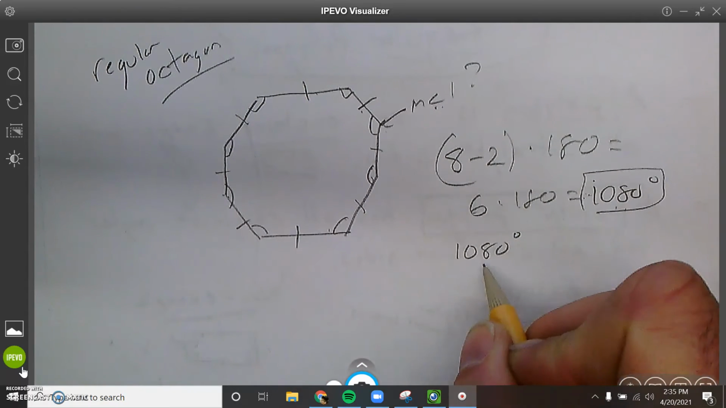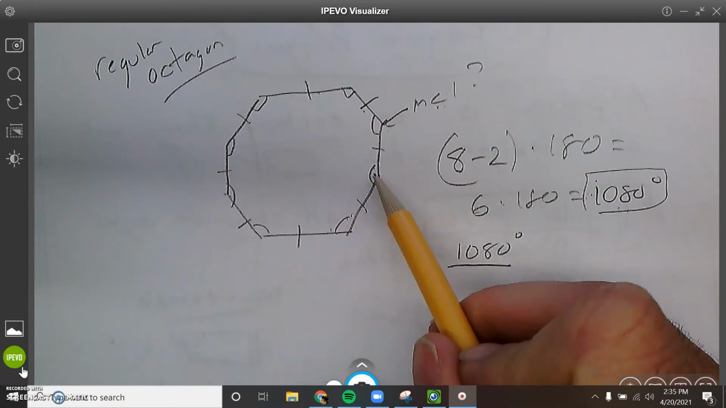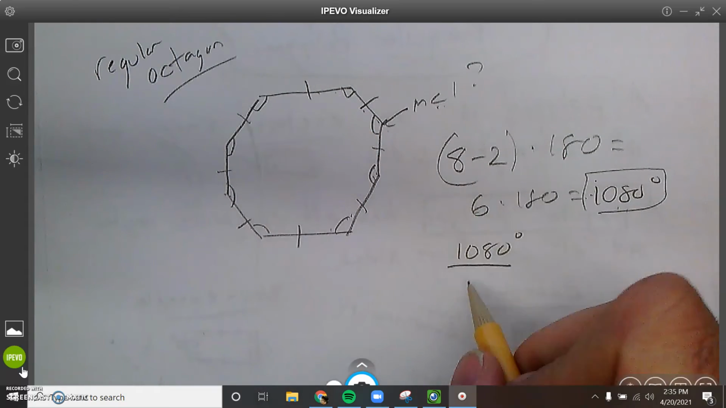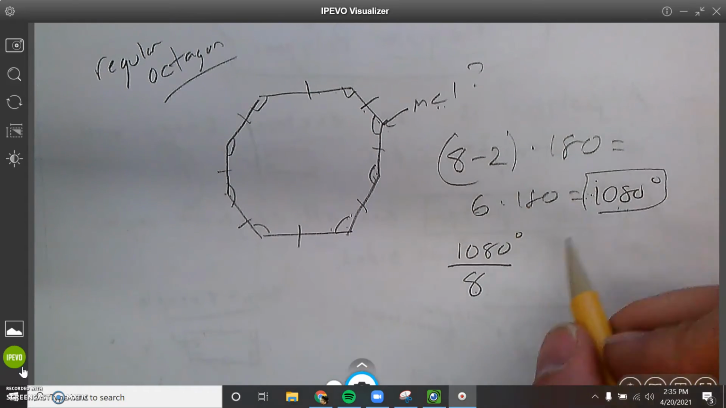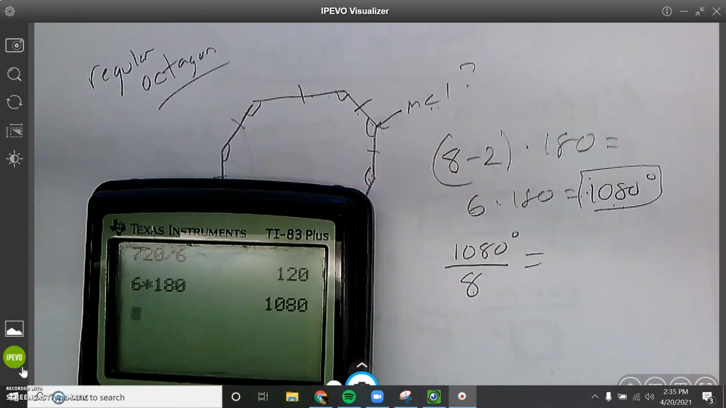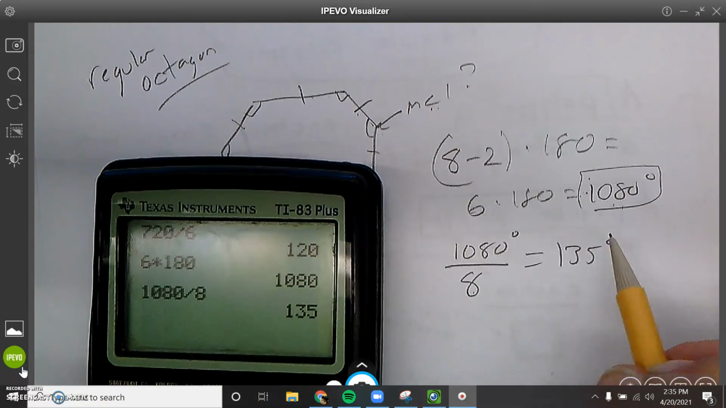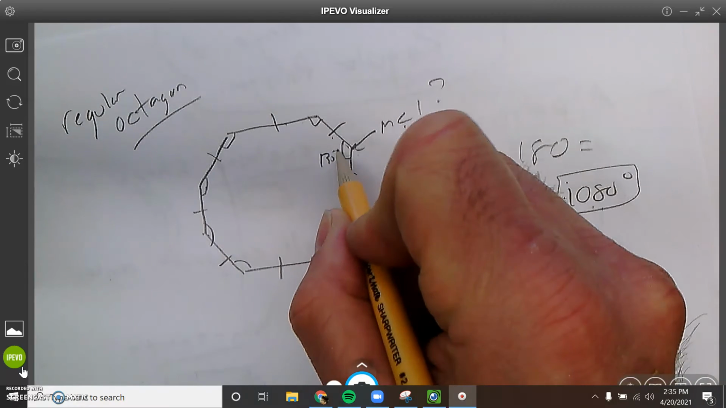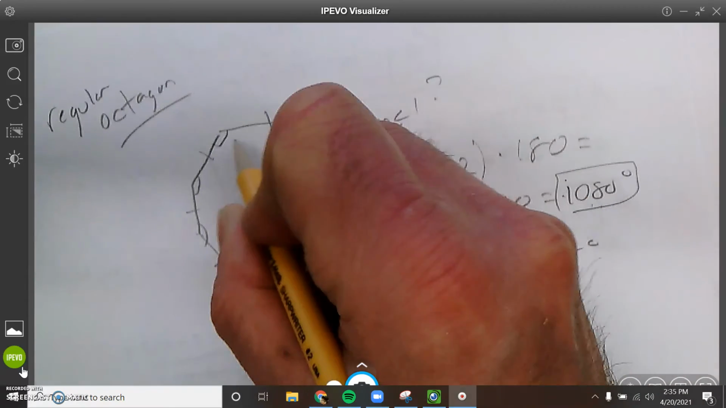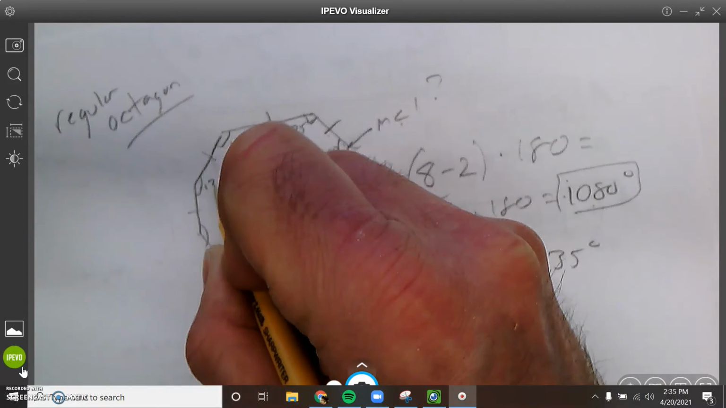All the interior angles add up to that, but they're all equal, right? How many equal angles do I have? 8, because I have 8 angles, 8 sides. So I divide it by 8. 1,080 divided by 8, and I get 135. So every angle in here equals 135 degrees. Like that.